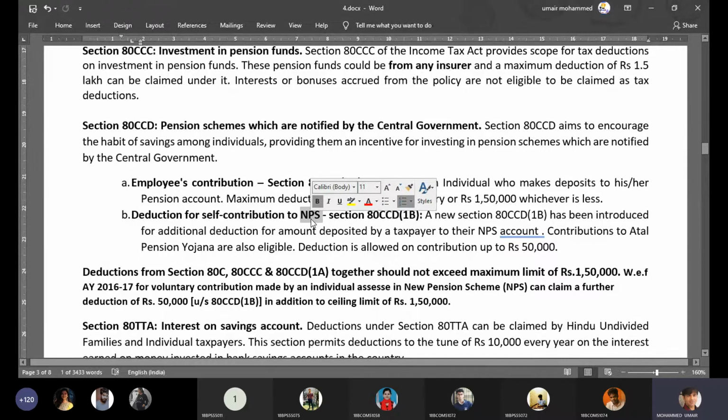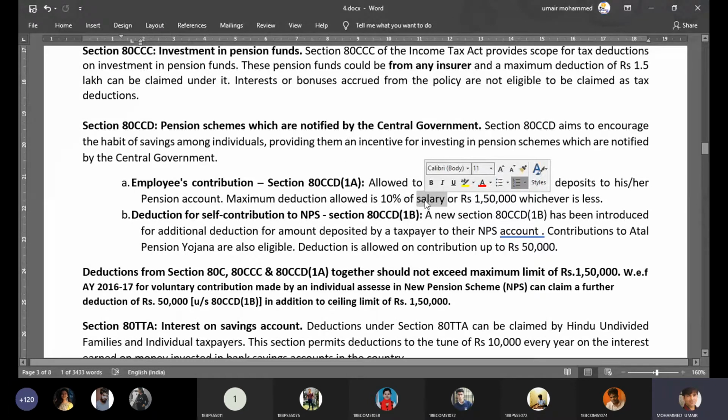You can open an account under NPS, National Pension Scheme, which is under the aegis of Government of India, and the fund is also managed by Government of India. And you also have Atal Pension Yojana. So this is also managed by Government of India. And 80CCD(1A)... 80CCD(1) is a concept wherein your employer also contributes and you're also contributing from your salary.